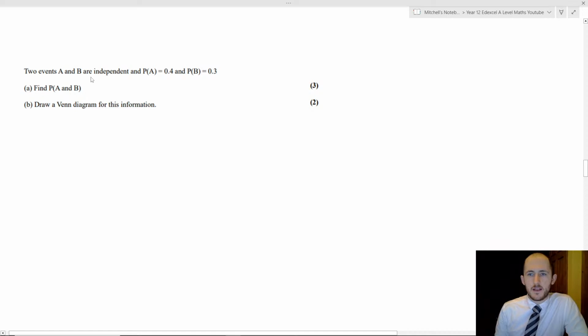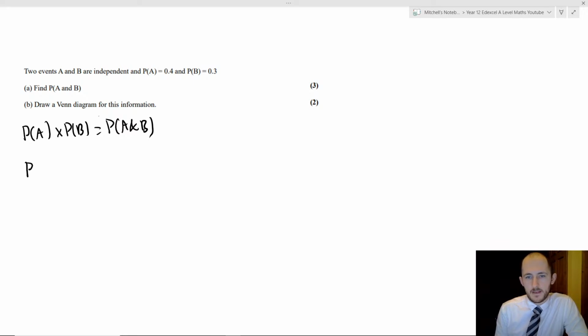So two events A and B are independent, and the probability of A is 0.4 and the probability of B is 0.3. So we need to find probability of A and B. So because they're independent, the probability of A times the probability of B will give me the probability of A and B. Which means the probability of A and B is equal to probability of A 0.4 times 0.3. 4 times 3 is 12, so it would be 0.12.